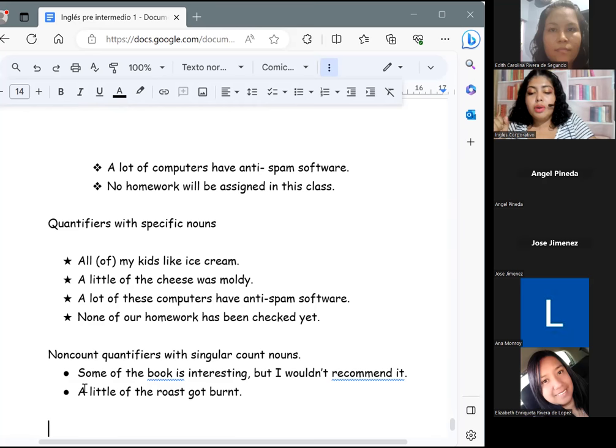No, no puede ser seguido por of. En ese caso, mejor utilizamos none. Okay, so we have a lot of information related to the quantifiers. We just have a couple of ideas here. But I need to stop at this moment talking about the quantifiers because I have an exercise for you.